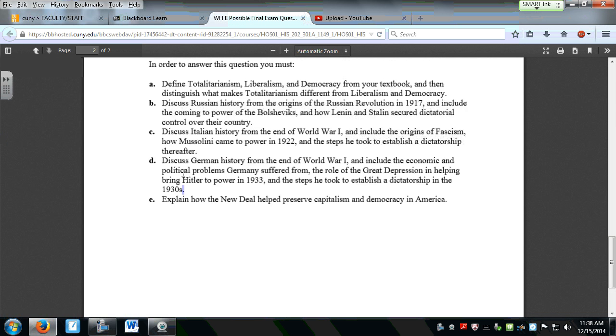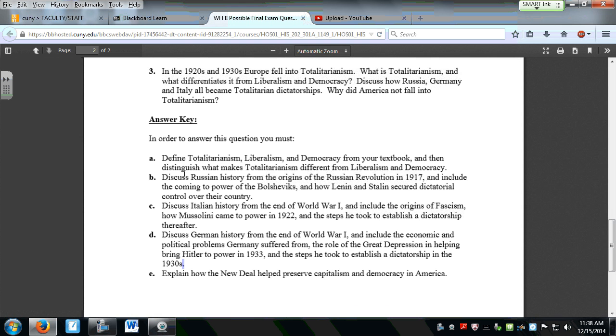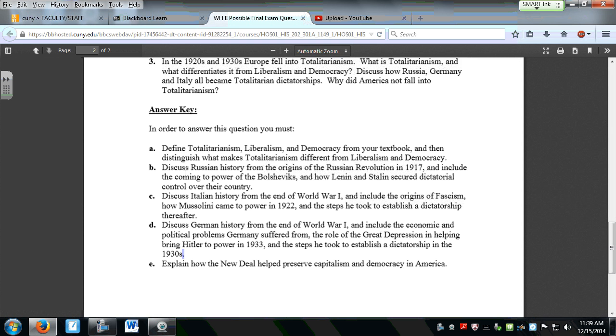So, take a look at question 3. Take a look at the answer key. Remember, this information comes from chapter 29. It's a long chapter, but everything you need is in chapter 29. So is there anything in question 3 that is unclear, or in the answer key that is unclear?